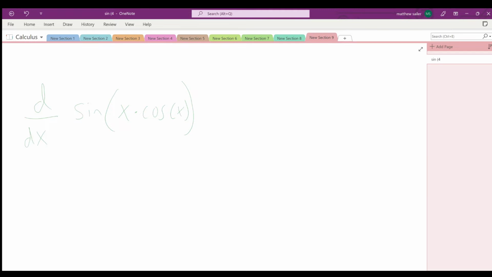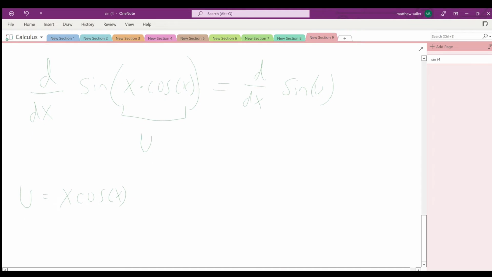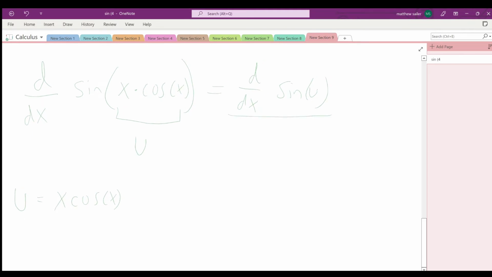Alright, if you did give it a try, this is the solution to this problem. So like all of the other problems we did so far in this video, we are going to define the inside as u. So I'm going to rewrite this as the derivative of sine of u, and we're going to define u as x times cosine of x. And solving this derivative, the derivative of sine of u, we will get from the trigonometric rules, this is equal to cosine of u times du.